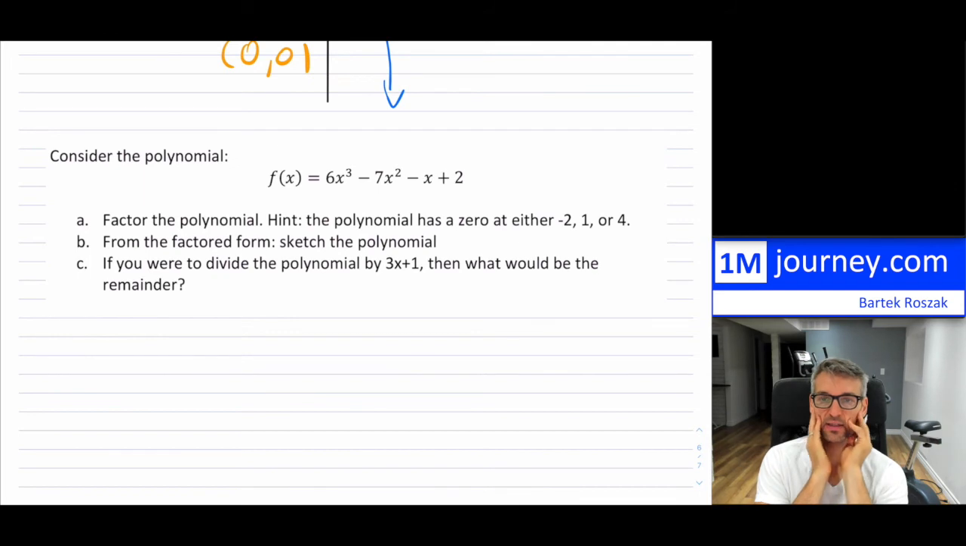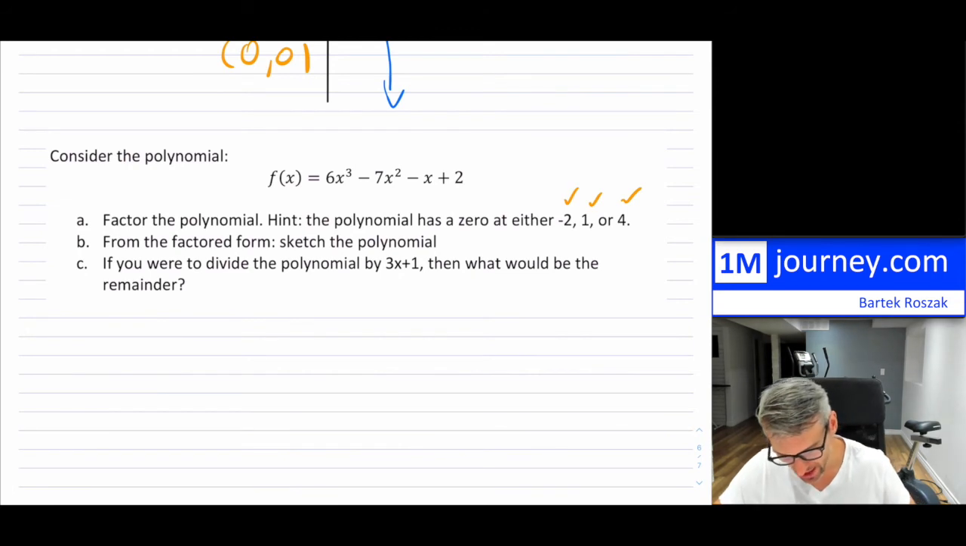In this case, at least it's to the 3rd order, so hopefully that won't be bad. Now factor the polynomial. Oh my gosh. Hint: the polynomial has a 0. Okay, so if we have this hint, then that's amazing.